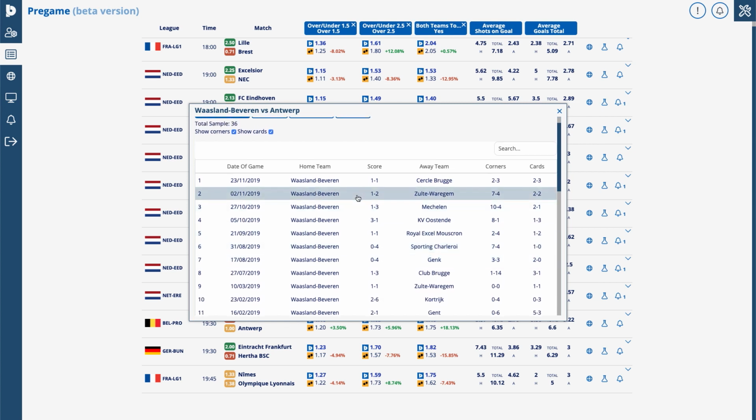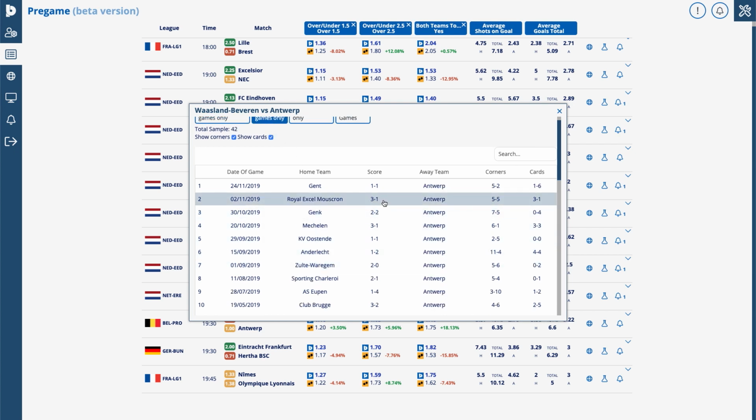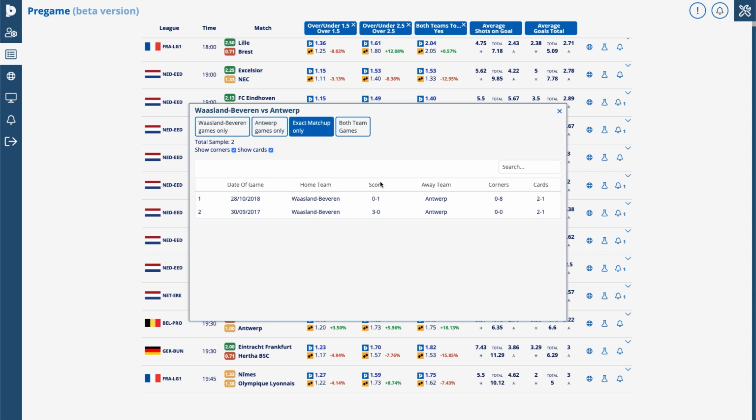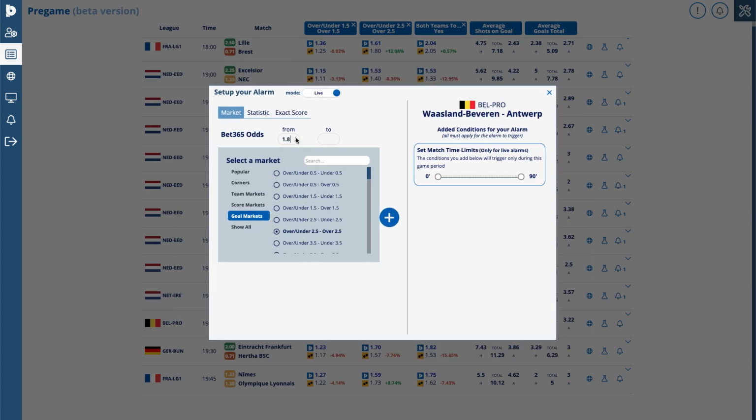Let's see. 1, 2, 3, 4, 5, 6, 7. Nice. For Antwerp, 1, 2, 3, 4, 5, 6, 7. Looks good. This one may be a nice entry. So 1.9, we go, save and activate.